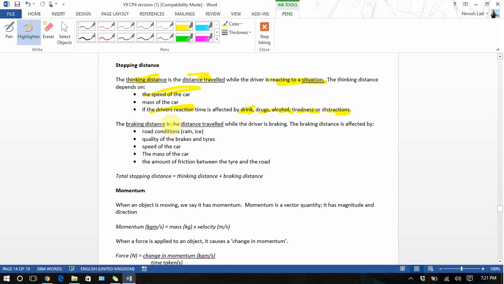And the braking distance is the distance travelled while the driver is braking. So that's things like road conditions, brakes and tyres, the speed of the car, and the amount of friction between the road and the tyres. So stopping distance equals thinking distance plus braking distance. That equation is never given to you. Remember that we can measure someone's reaction time by dropping a ruler and seeing how far up the ruler they can catch it.